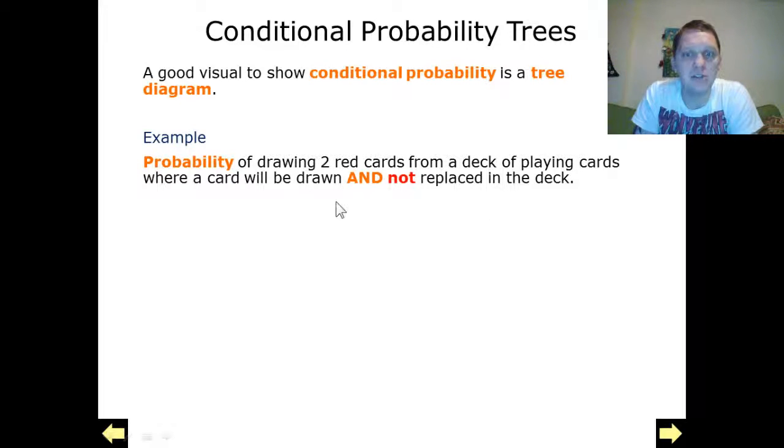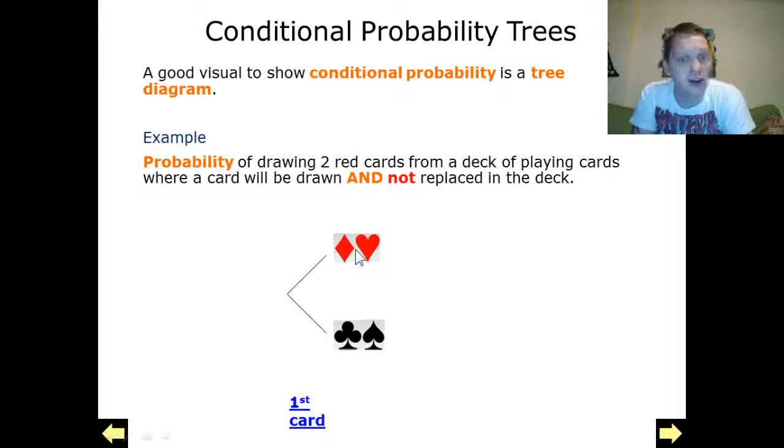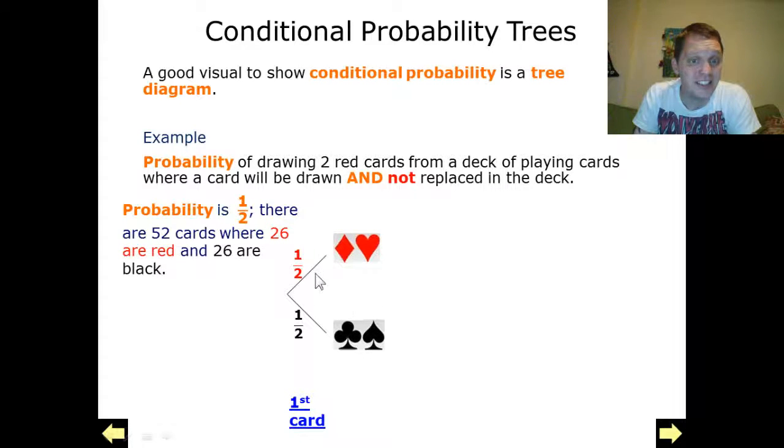So using an example of playing cards, of taking out maybe two red cards out of a pack where the cards are not replaced. So this is going to be conditional probability. So starting off with the first card to be drawn, which has given me a choice of a red or black card. So probability of each of these is a half, or 26 over 52.